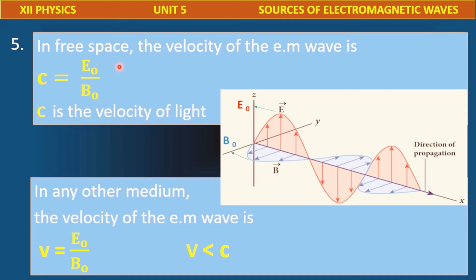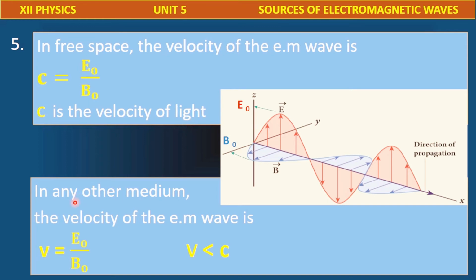Now suppose the electromagnetic wave is traveling in free space. If you want to know the velocity of the electromagnetic wave, then you have to divide the amplitude of the oscillating electric field by the amplitude of the oscillating magnetic field. If you divide these two quantities, then you will get the velocity of the electromagnetic wave. In free space, the velocity is equal to the velocity of light.